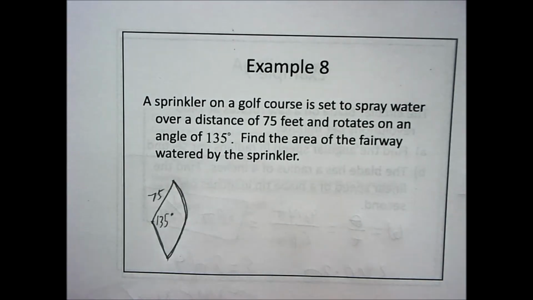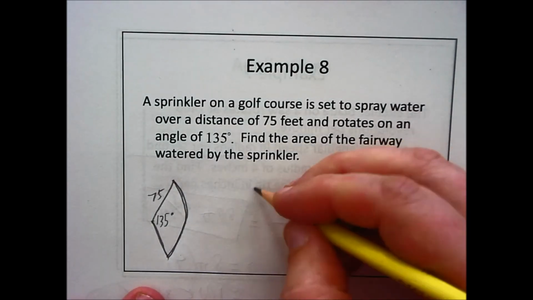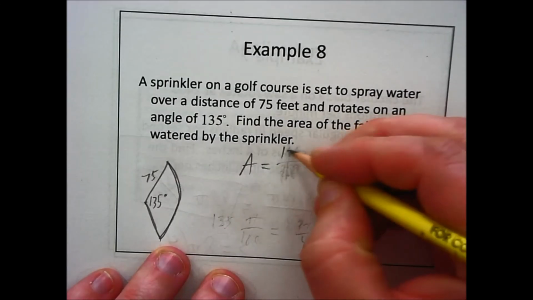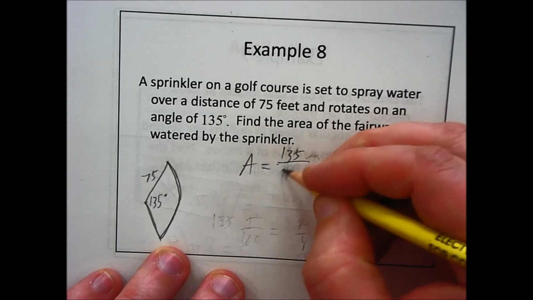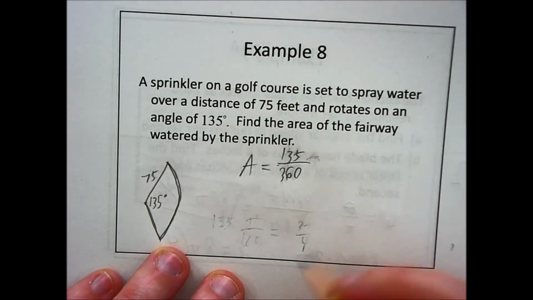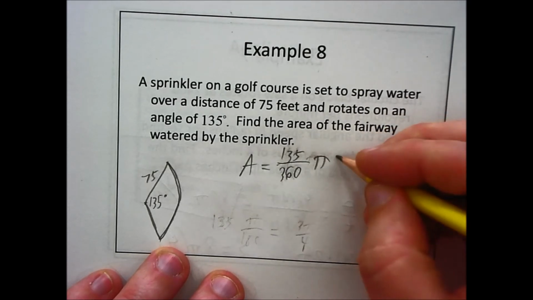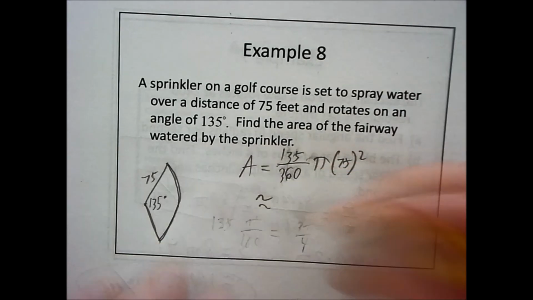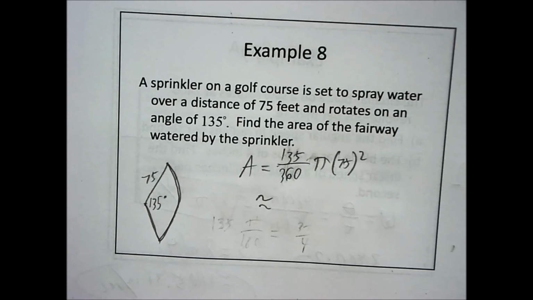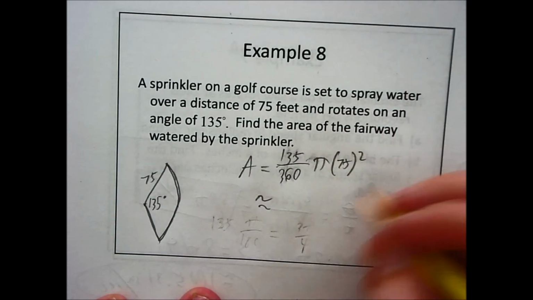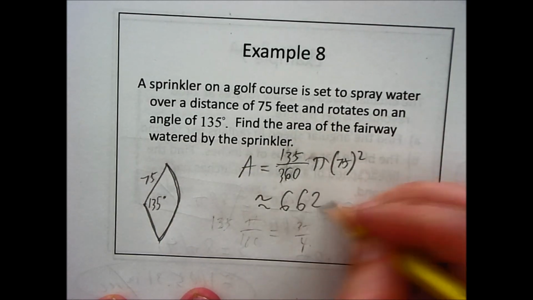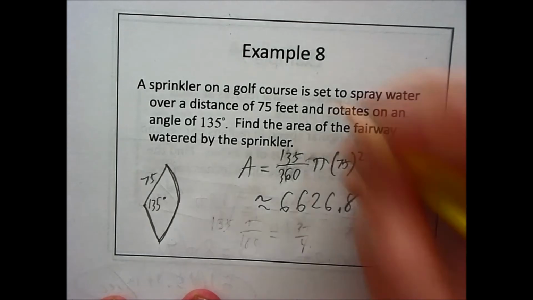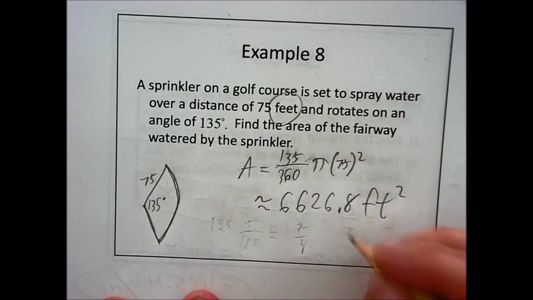Well, it's a fraction of a circle. I don't even need radians for this. This is the really great thing, because I can set this up as your area is equal to that fraction of a circle, 135 over 360, because that fraction of a circle, I can then just take times pi times the radius, which was 75, squared. Now when I do that, I can type that all into the calculator as one thing. So 135 divided by 360 times pi times 75 squared. You end up with, it doesn't specify the units, so 6,626.8, and because we're talking area, the units are going to be square feet.